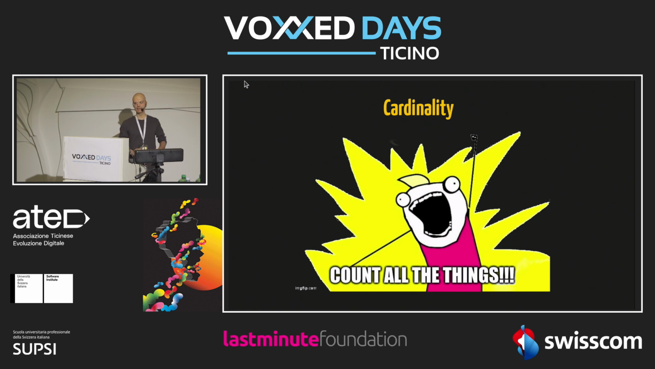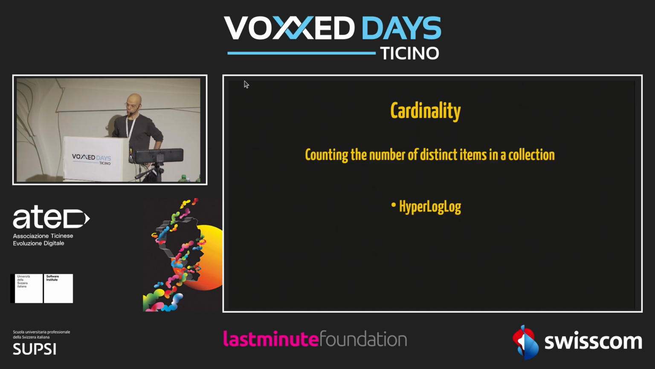And then we can skip to the last class of problems that we want to solve with probabilistic data structures, which is cardinality. And we mean just counting the number of distinct items in a collection. And for doing that, we're going to use the HyperLogLog data structure, which is actually an improvement over the SuperLogLog data structure, which in turn is an improvement over the LogLog data structure.